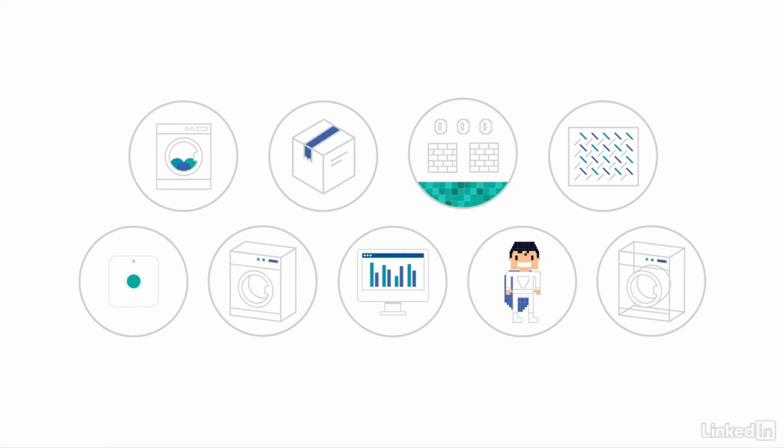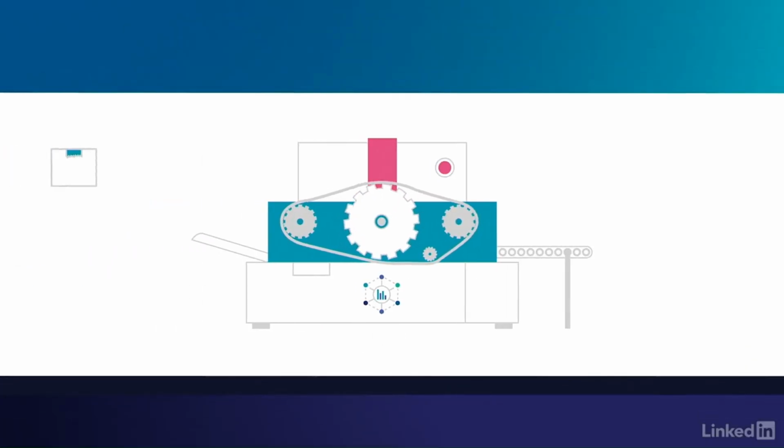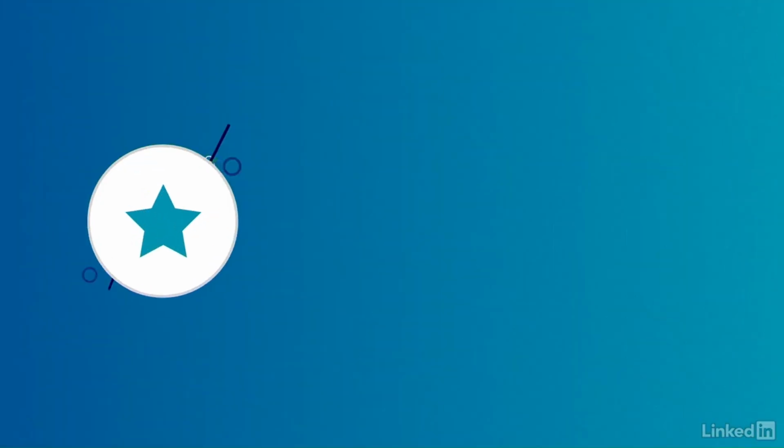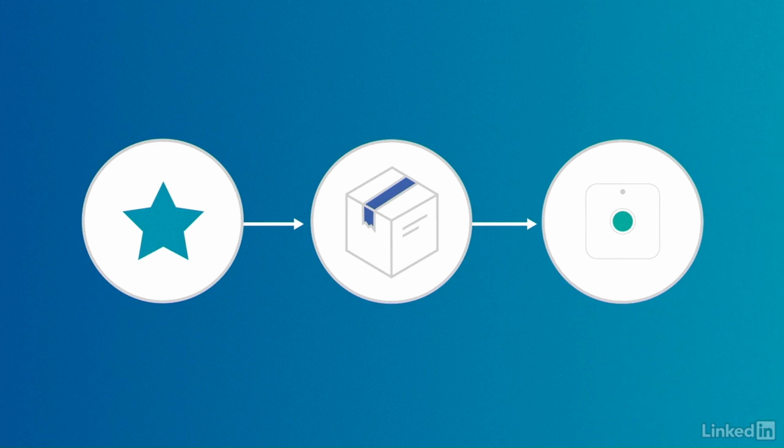But there's a couple points I'd like to reiterate. The software-defined product is the heart of IoT tech. It interfaces the physical into software that can then be interfaced with the internet. All incremental value of an IoT product comes from transforming its data into useful information. When designing IoT tech, think top-down. Start with value. That defines the information that's required, which then defines the data that's required. Only then is technology considered.